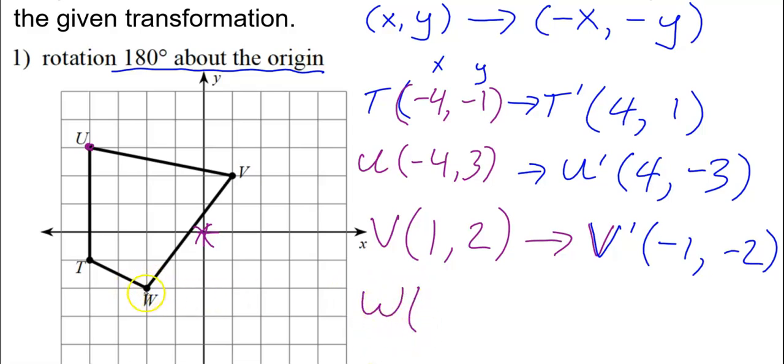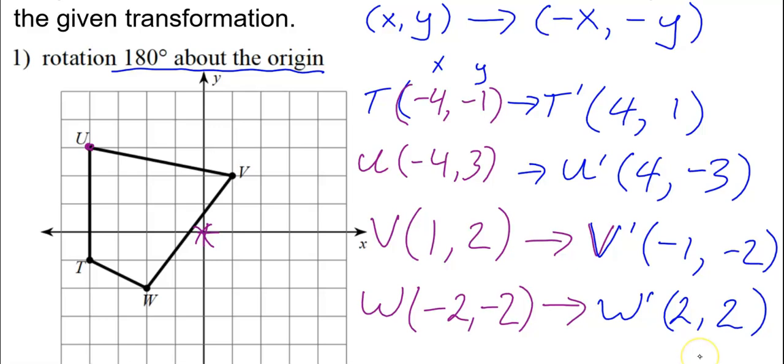W is right here. From the origin, 1, 2 to the left, 1, 2 down. Negative, negative. So W prime says x is first, change its sign. y is second, change its sign. And then you're just going to type those answers into student view without spaces. You have to have the parentheses and the comma though.